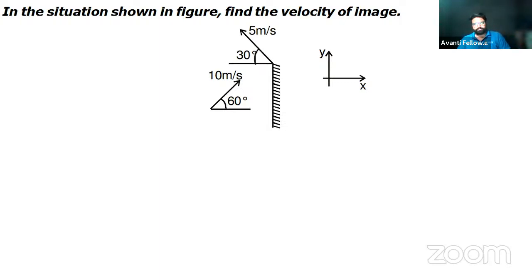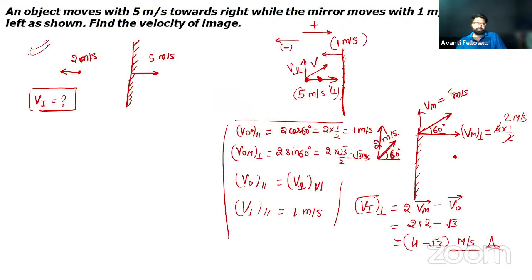Try to solve it and let me know the answer. I am giving you 1 minute to solve this question. Please try to solve this question. Not this one. This one. This question I have given. 2 meter per second moving left, 5 meter per second moving right. Try to solve it, everyone.